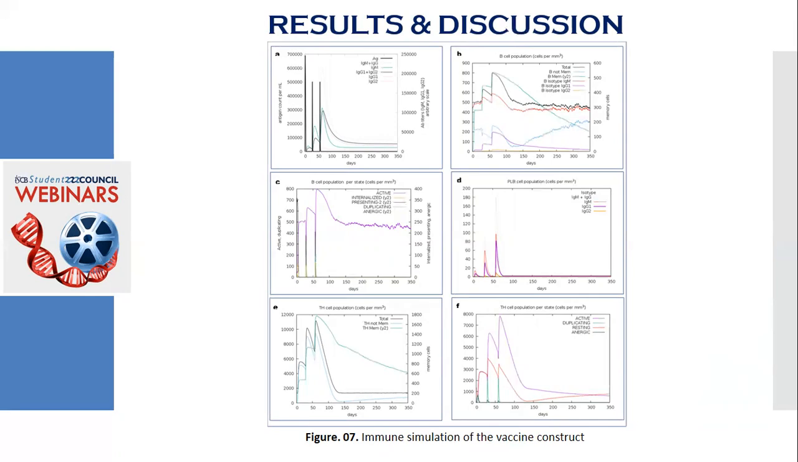Graph B shows the rise in the B cell population over the course of the 3 injections. Graph C indicates the increment in the B cell population per state over the course of vaccination. Graph D demonstrates the increase in the plasma B population over the course of the injections, and graph E depicts the enhancement of the helper T cell population over the course of the 3 injections. Graph F finally shows the increment in the helper T cell population per state over the course of the vaccination.